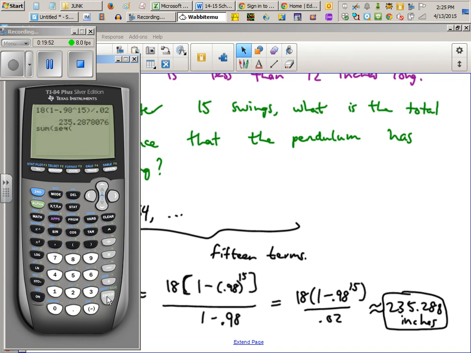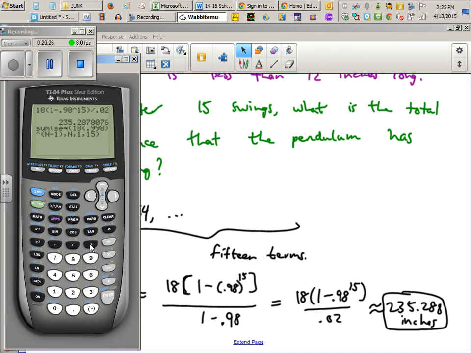And now we're going to type the explicit rule or general term. It was 18 times 0.98 to the n minus 1. Now to get the n minus 1, you can just do alpha n minus 1, or you can just use x. Okay, now that you've typed the sequence explicit rule, you're going to type comma, and then you're going to type the independent variable again, so alpha n or x if you used x. And then you're going to tell it which n's to use. We're going to be adding the 1st through 15th. So I typed it basically like this.